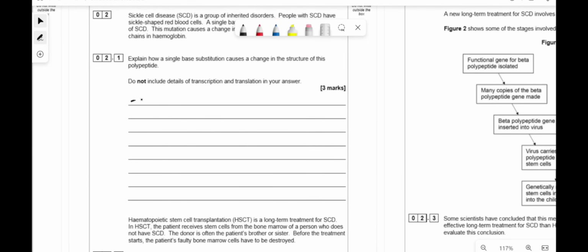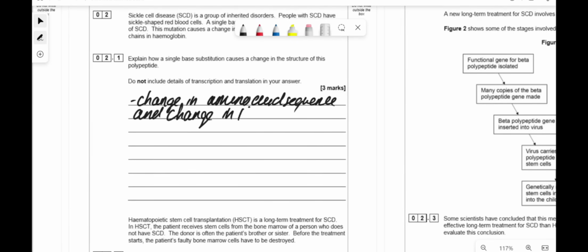So what we have is a change in amino acid sequence and a change in primary structure. This changes the folding and coiling, but we need to explain why the folding and coiling happens. That happens because of hydrogen, ionic, and or disulfide bridges. So you need to talk about them changing.